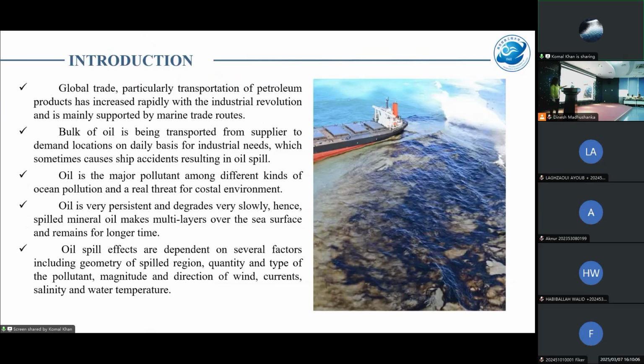Number two, it makes a coating over the upper layers of the water and reduces the light penetration into the lower water layers. That is a hazard for the marine biodiversity. Oil spill effects are strongly affected by the meteorological and geographical phenomena of that particular area.